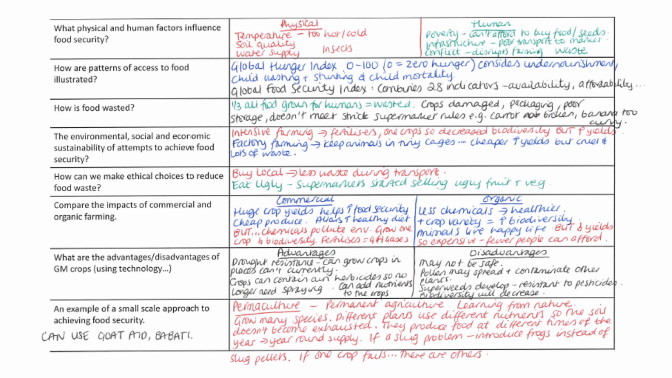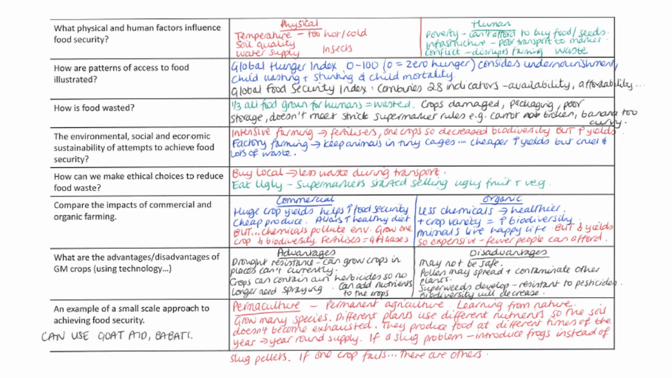Where factory farming, we try and keep as many chickens as we possibly can in tiny cages. They don't even get to turn around. It's much cheaper, but it's cruel, and it creates a huge amount of chicken waste that we have to get rid of.